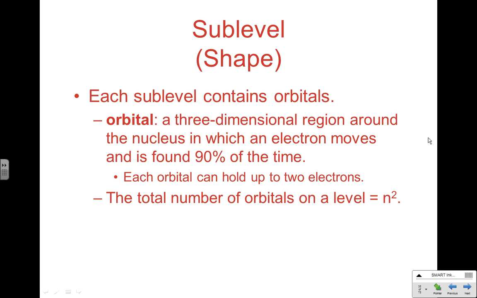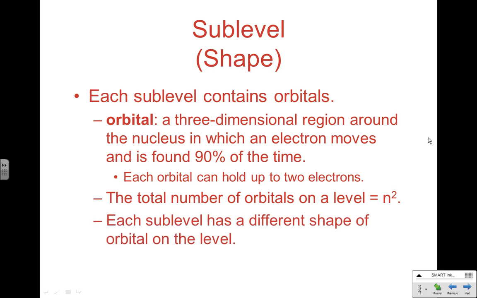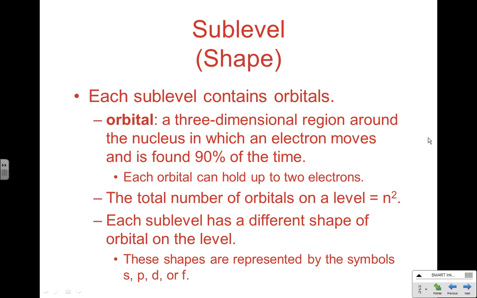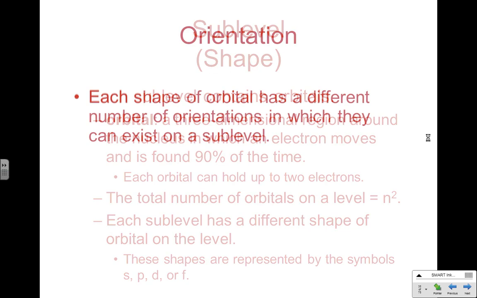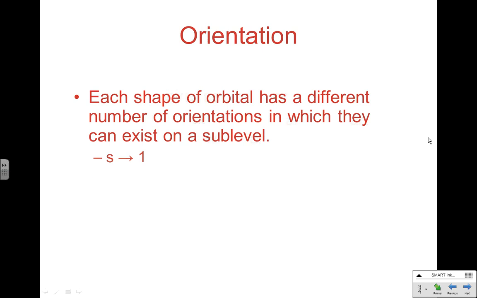And remember, since it's a second level, it has 2 sublevels. And there'll be a total of 4 orbitals on those 2 sublevels. And each sublevel has a different shape. And that corresponds to the SPDFs that you may remember from last year. So these are actually the shapes of the orbitals. So S, P, D, and F are our different shaped sublevels, or the different shapes of orbitals we have. Now, the third bit of quantum information is orientation. Each shape of an orbital has a different number of orientations in which they can exist on a sublevel.